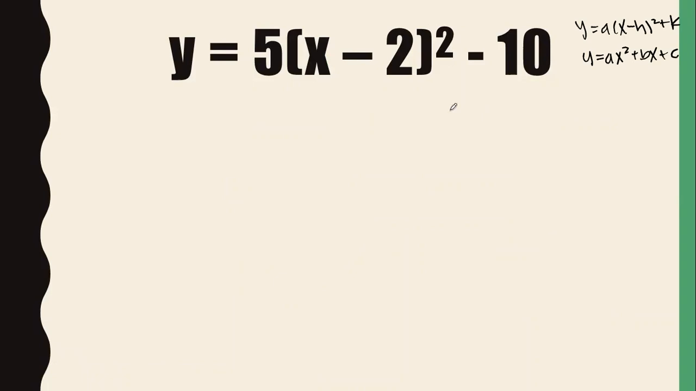When we had a problem like this, and I asked you to simplify it, y equals 5 times x minus 2 squared minus 10, does anybody remember what we did to simplify this? Like if I wanted to get rid of the squared and the parentheses and combine like terms? We've already done this like 500 times, but you just didn't know what we were doing.